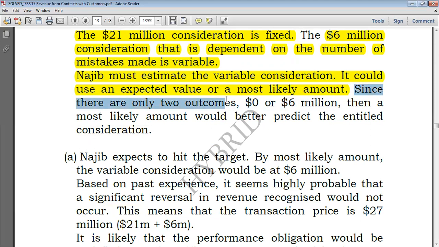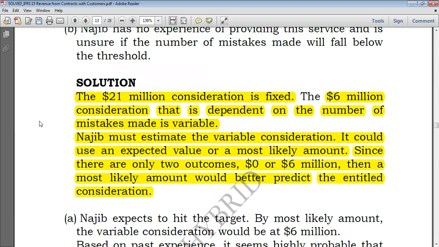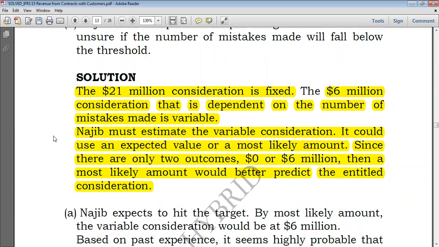So we say, since there are only two outcomes, you either do not add it or you add it in full, then a most likely amount would better predict the entitled consideration. In case we are given possibilities and probabilities, and that this would be a long run average, you could have used an expected value. So actually, we would have to add 6 to the fixed consideration, to end up with $27 million. So that's what we have to do.